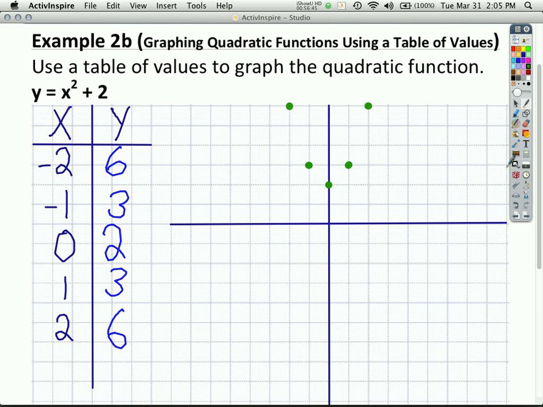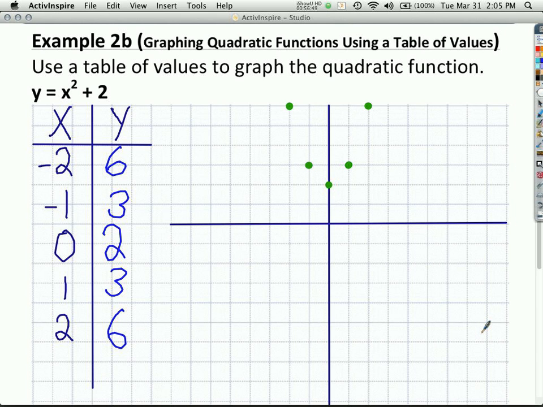And now again, draw a smooth curve through them. I always try to start at the vertex and draw a curve from there. You do whatever you think is best. And the curve does go on and on forever.